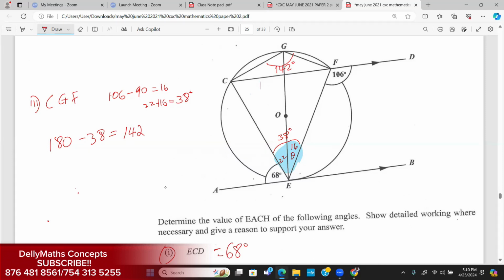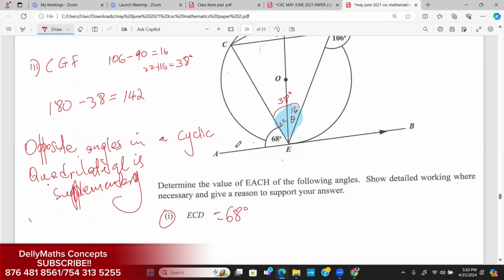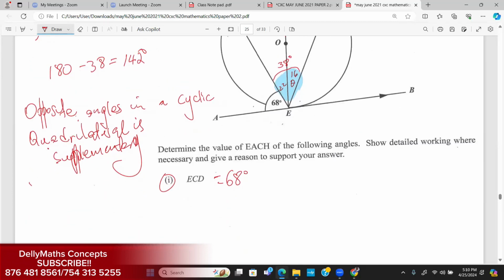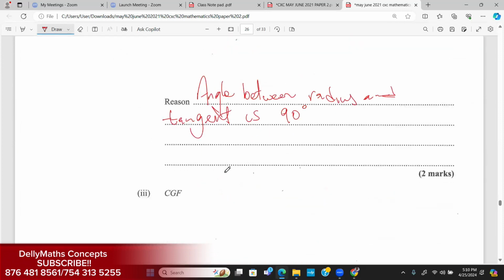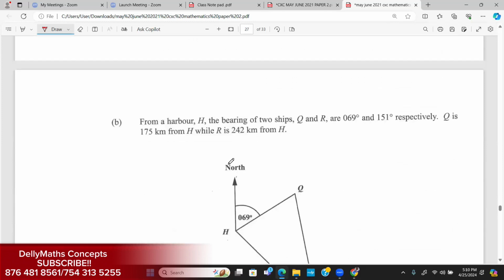Well, we could have written the fact that opposite angles in a cyclic quad or quadrilateral are supplementary. And by that, we mean that it adds to give 180 degrees. So it was on that fact that we worked that out. All right, so that's the answer to that question right there. All right, so we just found this one, which is 142 degrees. We're going down. Okay, so we're done with that.